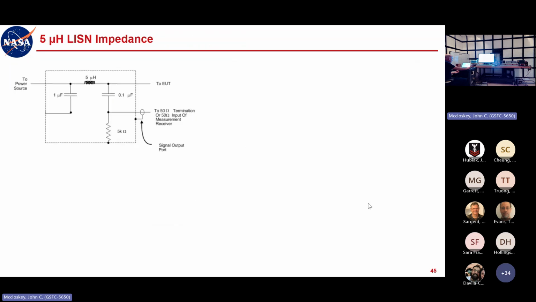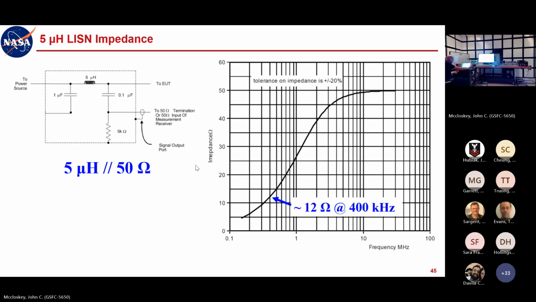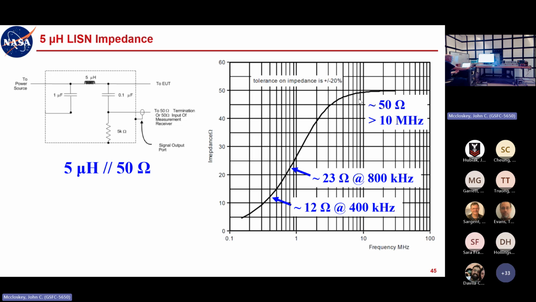So then we look at the specified LISN impedance. It's the standard 5 microhenry LISN, and it's basically 5 microhenries in parallel with the 50 ohms of your measurement device or your terminator you put on there. And so this is the impedance curve they specify. And so the specified impedances are about 12 ohms at 400 kilohertz, just eyeballing this off the graph, about 23 ohms at 800 kilohertz, and then the high frequency asymptote is 50 ohms, so above about 10 megahertz.